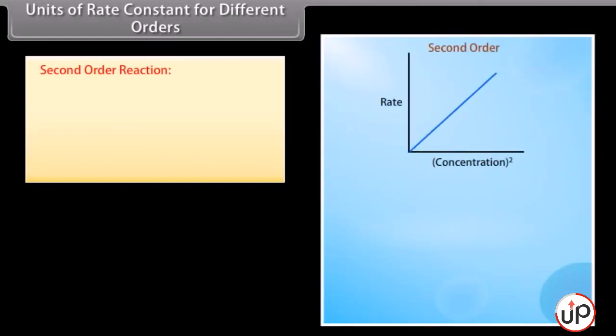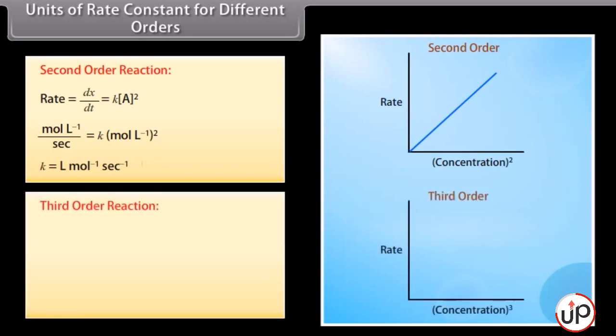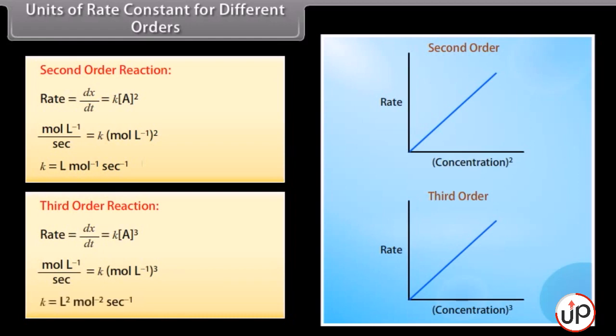Second-order reaction. Rate is equal to dx by dt, which is equal to the product of k and a raised to the power 2. Thus, the units of rate constant for a second-order reaction are liter per mole per second. Third-order reaction. Rate is equal to dx by dt, which is equal to the product of k and a raised to the power 3. Thus, the units of rate constant for a third-order reaction are liter squared per mole squared per second.